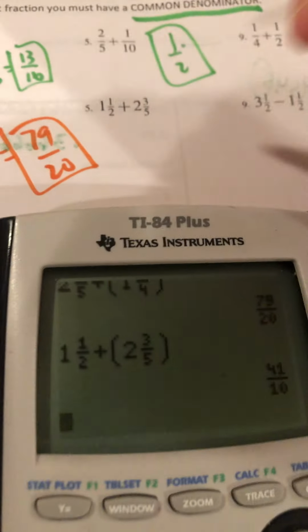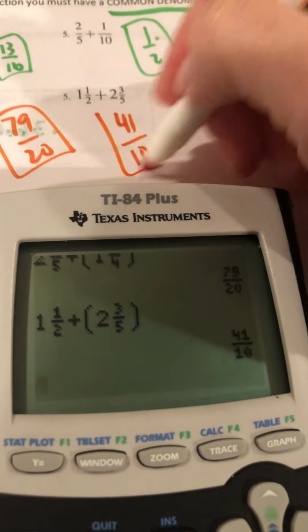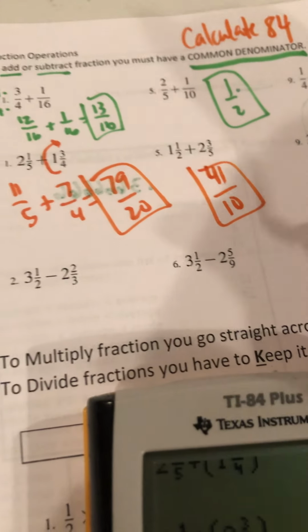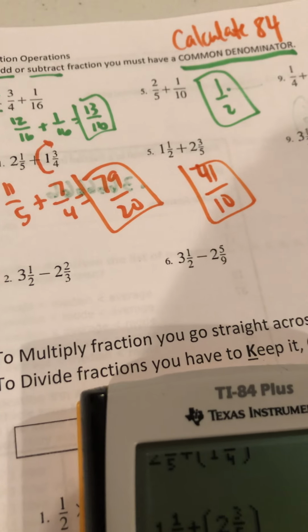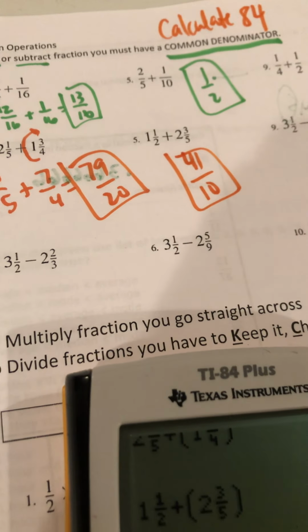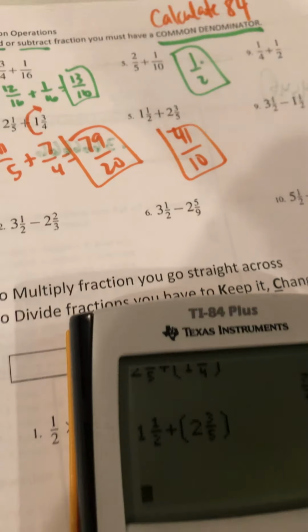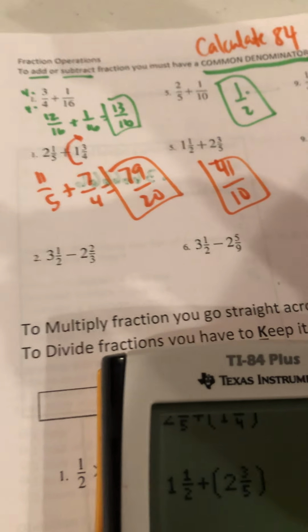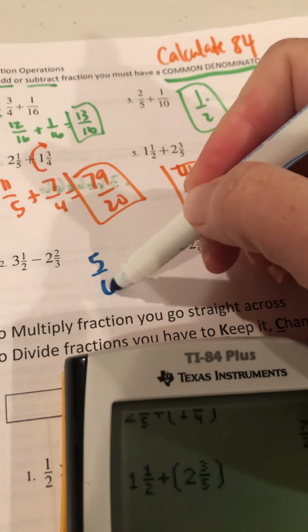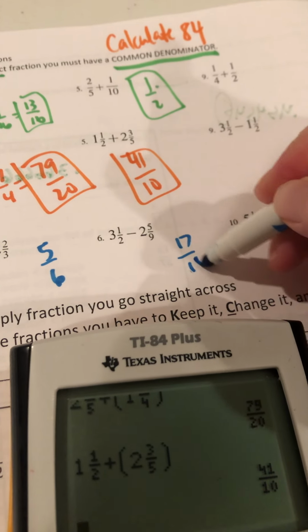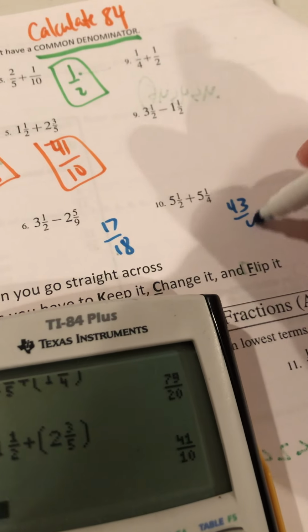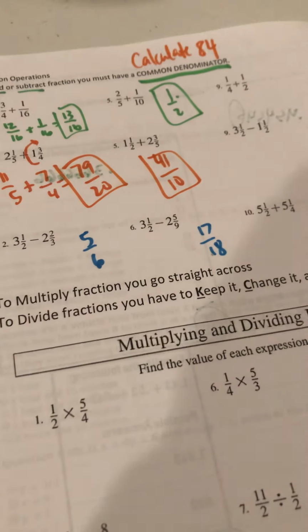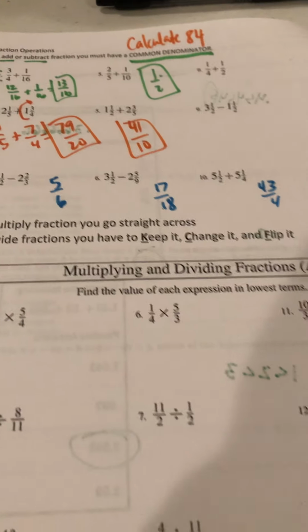Okay, and so this one's 41/10, and again, I want you to do this next one. And these next 3, I would like you to try them yourself. But here's the answer. So if you need to pause and then look back, you can. So you should have 5/6, 17/18, and 43/4. Okay. All right, so moving forward here.